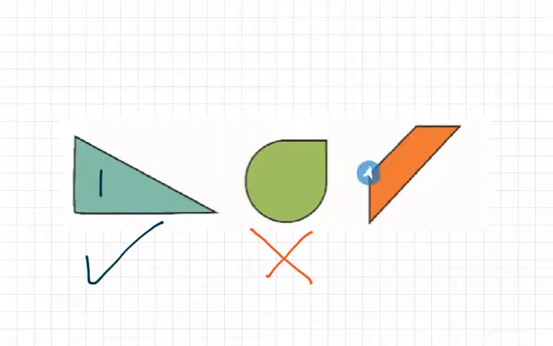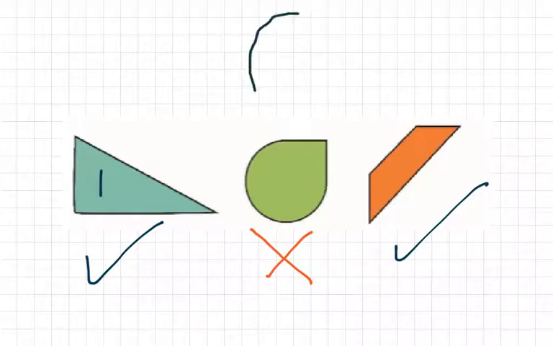And this final one: 3 or more sides, it's closed, it's 2D, 3 or more angles or corners, all the sides are straight. It is a polygon.